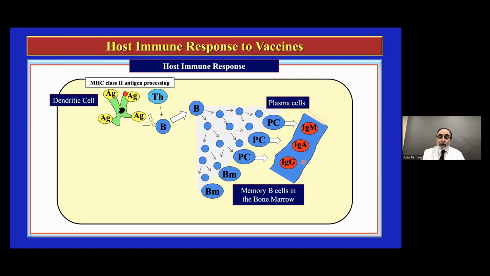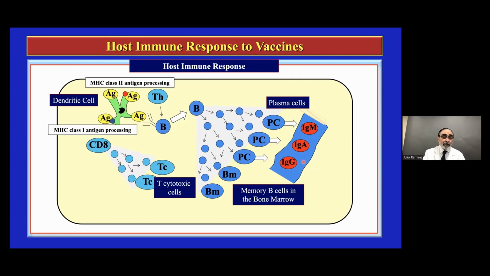And what happens if we have an intracellular pathogen? This is then the class 1 antigen presentation. Now we have activation of the CD8 cells, and now we have the T cytotoxic cells that are activated. And not only this, we also have memory T cells. And this will be the full spectrum of our immune response to antigens.